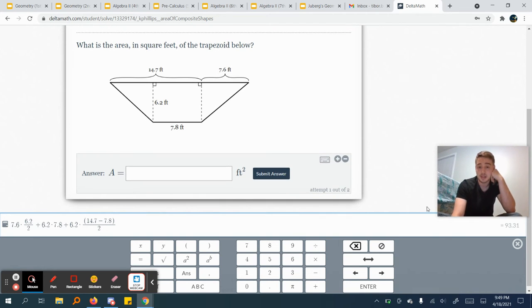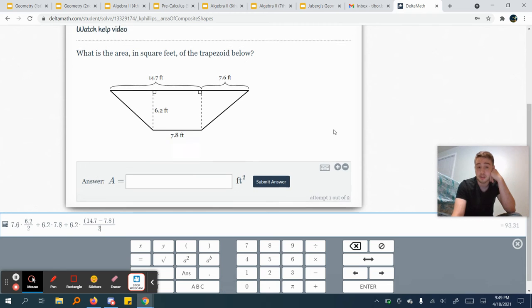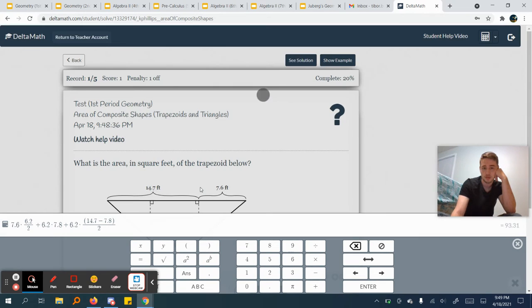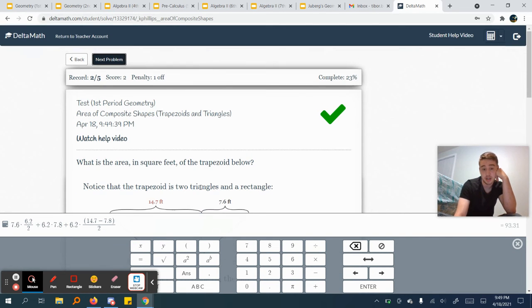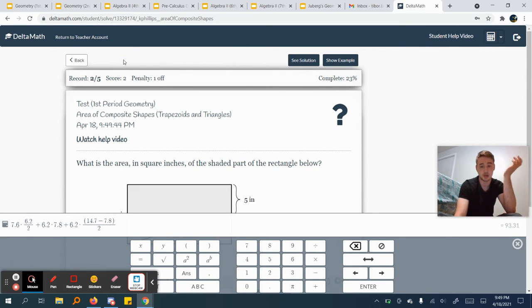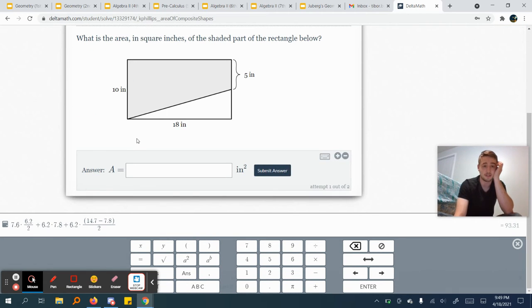And this number that we get down here, 93.31, is going to be our exact value for the area of this trapezoid. Perfect, we got it right. So we can split it up into the component shapes, namely triangles and rectangles, and solve from there.